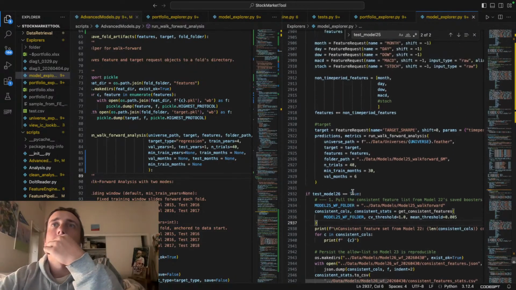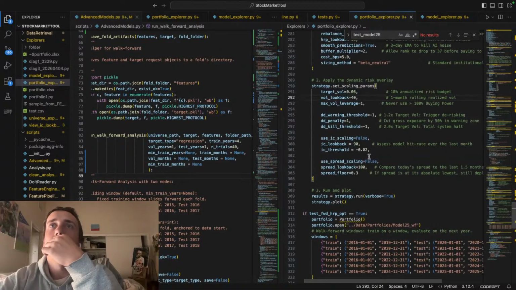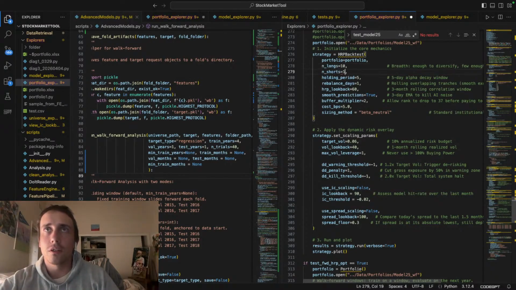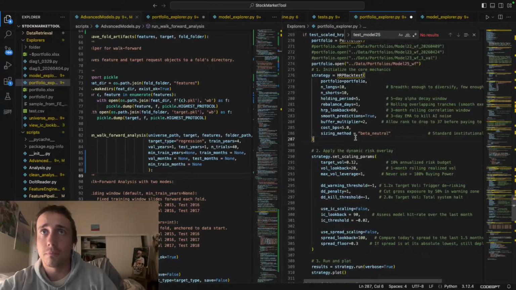Okay, so if we go back to Portfolio Explorer, if we do 10 longs and 10 shorts. Set target volatility to 0.12 over the last month. No drawdown, so only volatility scaling. Or what if I just take volatility scaling off?